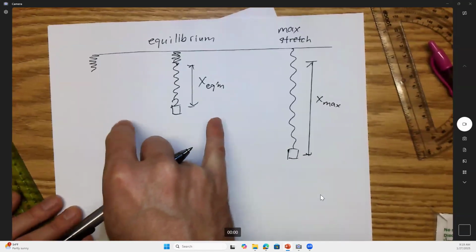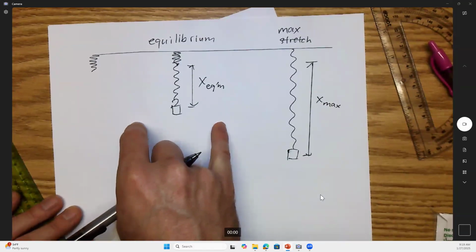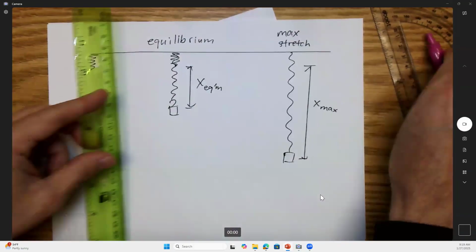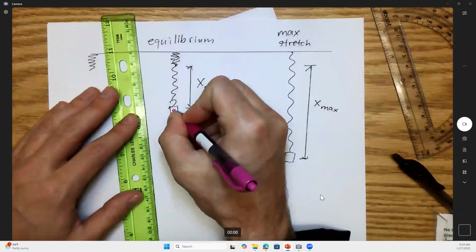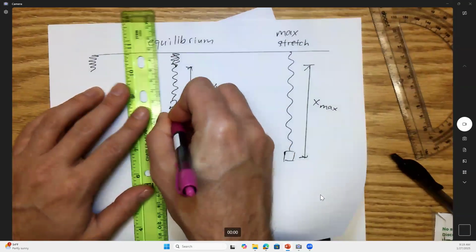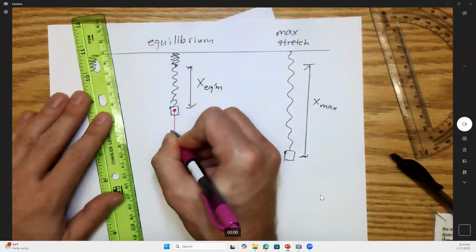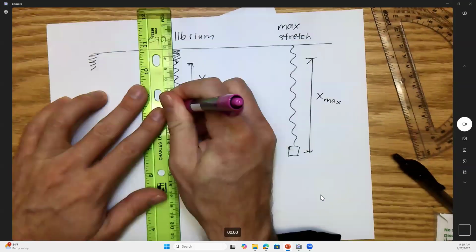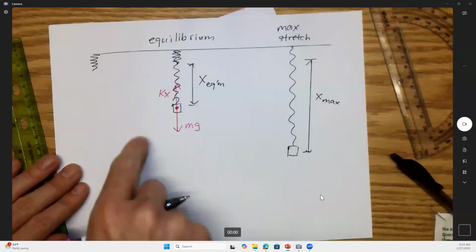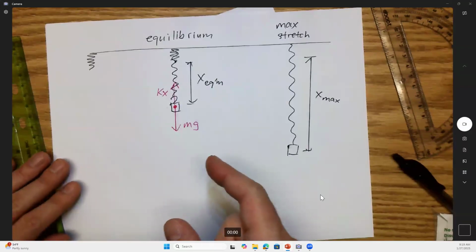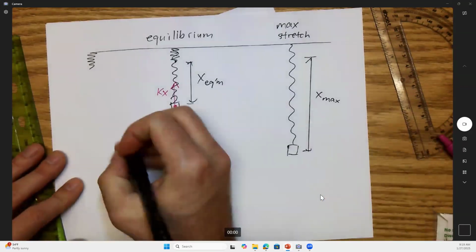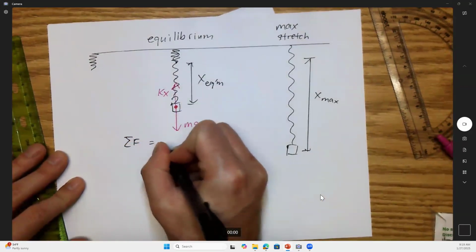What's the physics framework for equilibrium? The sum of what goes to what? The sum of forces goes to 0. Exactly. So everybody do a free body diagram on this mass right here. There are 2 forces. What's pulling down? What's pulling up? Yes, mg down and kx up. I guess that would be a tension force. I'll call it kx since it's a spring, like Hooke's law, F equals kx.